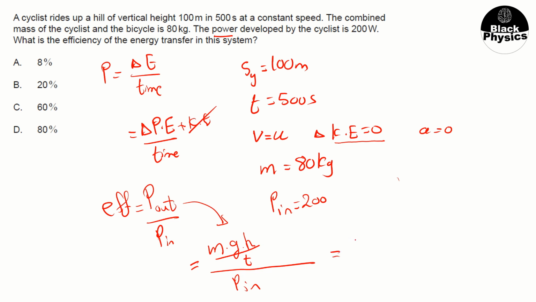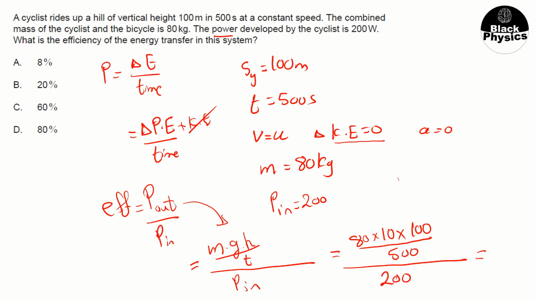So let's substitute with the given values. The mass is 80, gravitational acceleration 10, height is 100, vertical displacement, over the time, which is 500 seconds. All this is divided by the power delivered in, which is 200 watts.